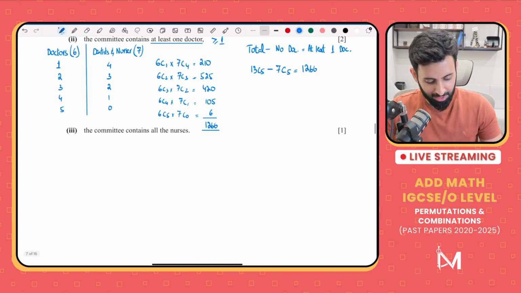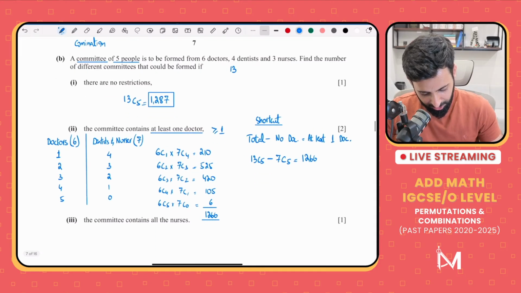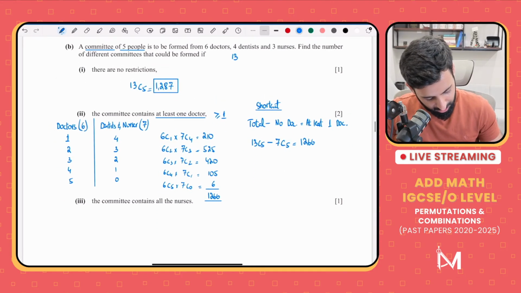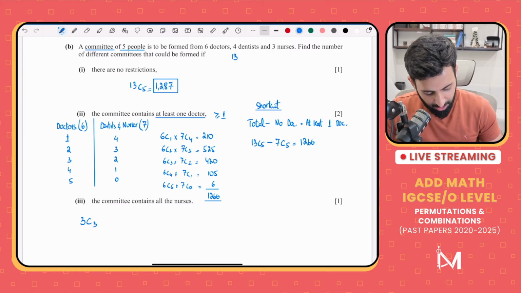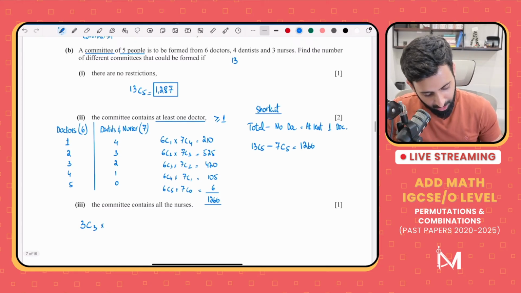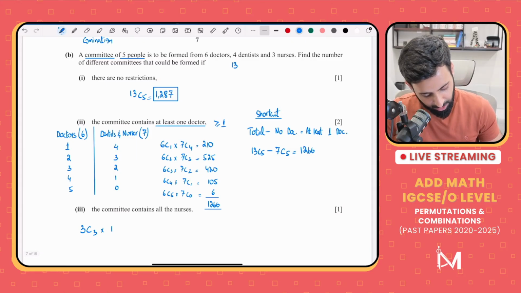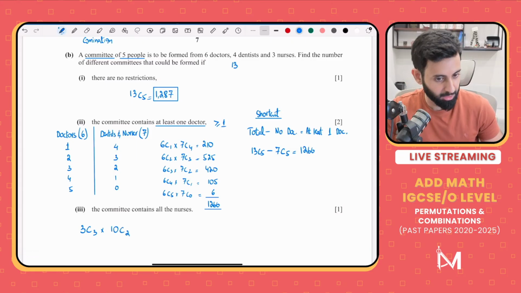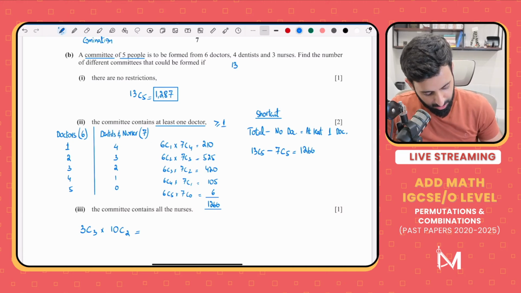Okay, the committee contains all the nurses. If the committee contains all the nurses, that means we got to have all the nurses. So how do we make sure that we include these 3 nurses? So that's 3C3. But what about the remaining 2 people? The remaining 2 people will come from either doctors or dentists, so they will come from the remaining 10 people. So that's 10C2. So 3C3 into 10C2. What's that equal to? That's equal to 45. There you go.